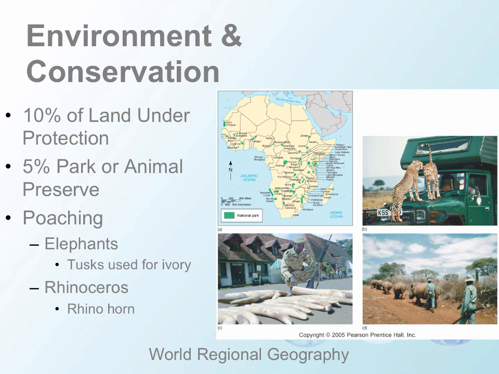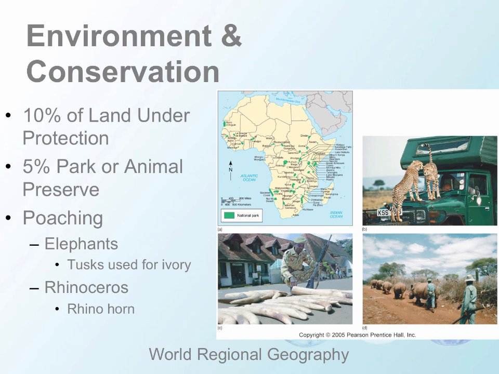10% of the land in Africa is under some kind of environmental protection, about half of which is a park or animal preserve. You'll see a lot in the news, including lately Cecil the lion, but you'll see a lot in the news about poaching. And this is big business. A lot of the ivory is going to places now like China, a fair amount to the United States illegally. But lots of species are being hunted to deep threat or even to extinction.